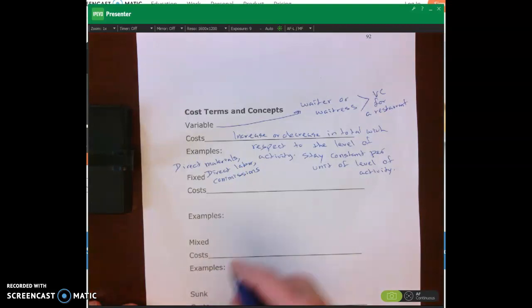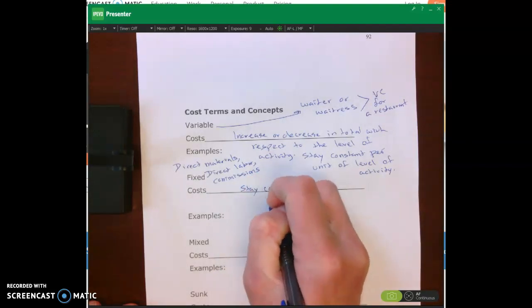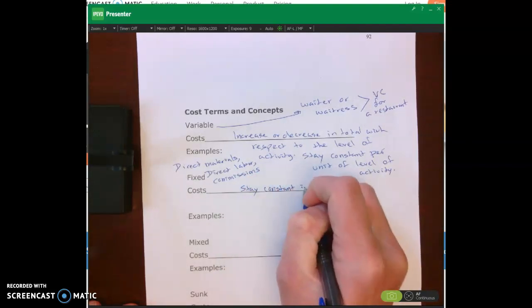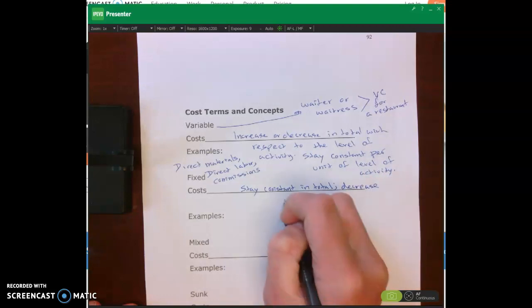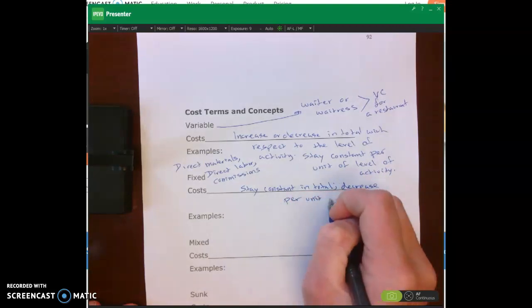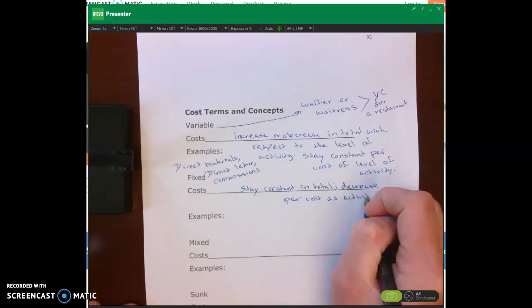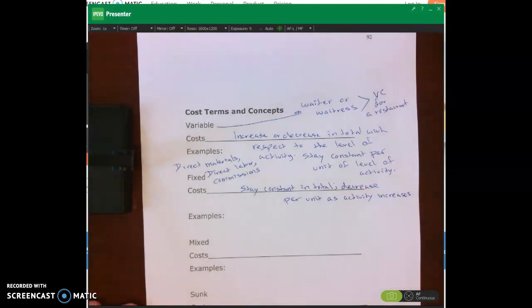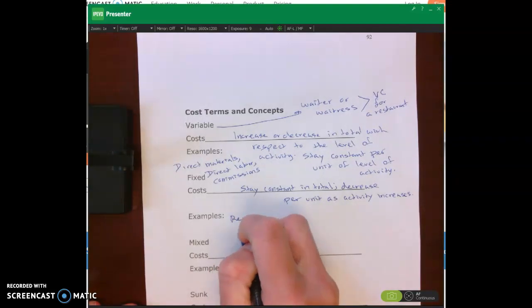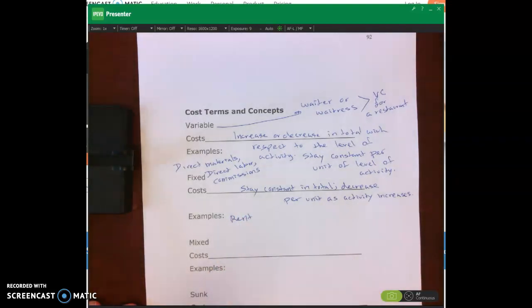Fixed costs, on the other hand, stay constant in total, and they decrease per unit as activity increases. They decrease per unit as the level of activity increases. Okay? Let's go back to the restaurant example. What's an example of a fixed cost? Rent. Right? If they have 100 customers or one customer, do they still pay the same amount of rent? Yes. It stays constant. Okay?